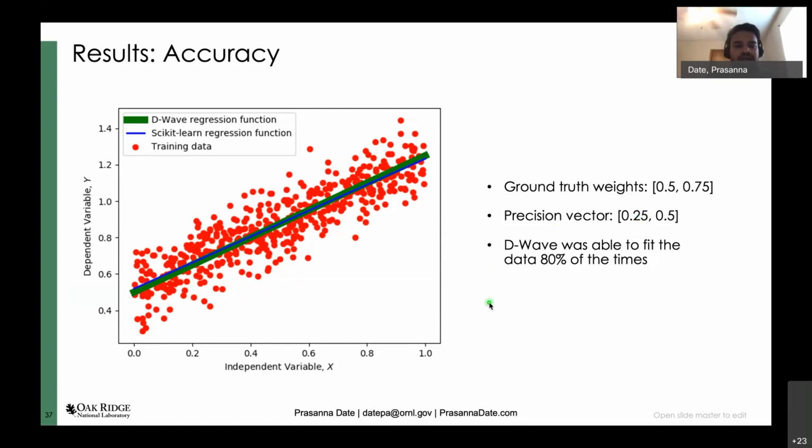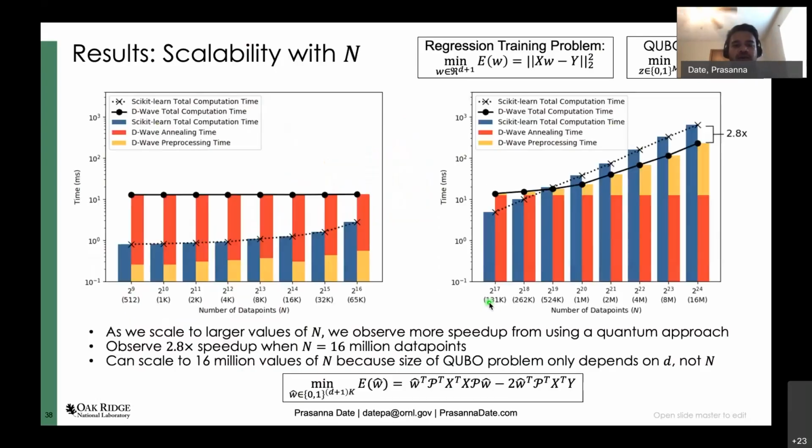So this is the first result that we have. And the second thing I wanted to check on is the scalability with respect to the size of the regression data, that is, the size of X. These two figures show on the x-axis the size of X, which is nothing but the number of data points within X, denoted by N. And N goes from 512 data points to 16 million data points.